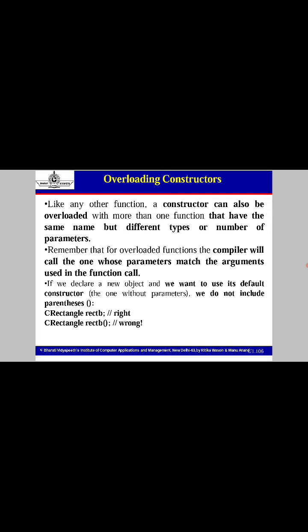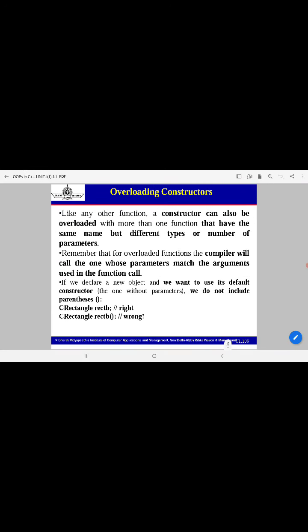So these are the important points about constructors and destructors. We may take the next class.